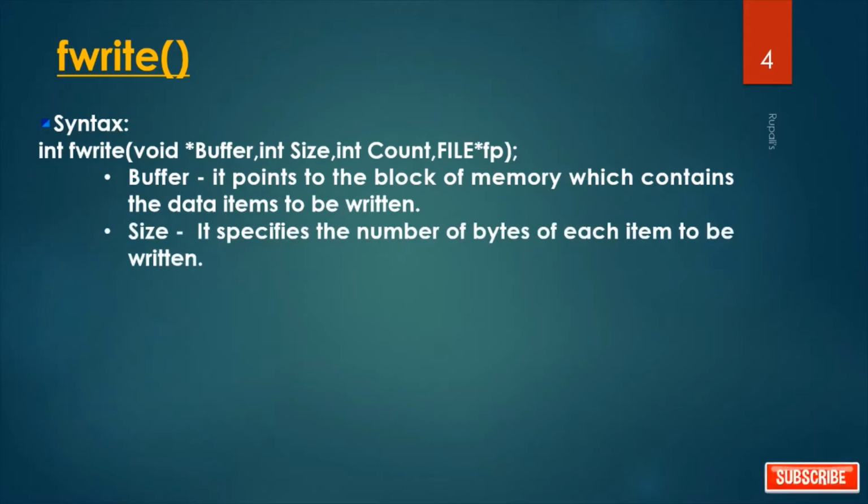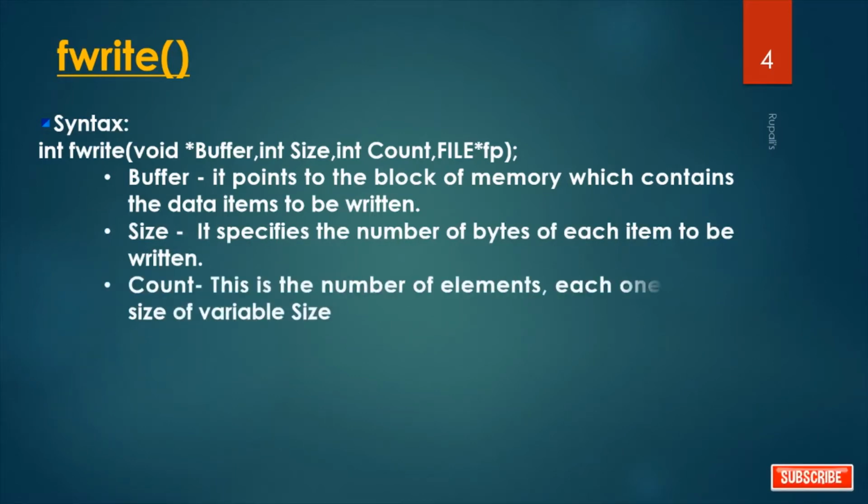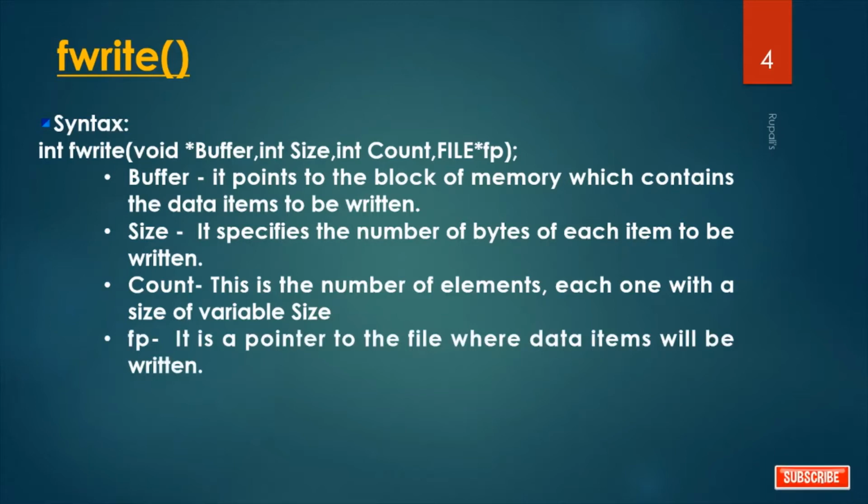Then size specifies the number of bytes of each item to be written. Then count is the number of elements, each one with the size given by the variable size. Then fp is a pointer to the file where data items will be written. So fp holds the address of the file structure, and on that file the data items will be written.